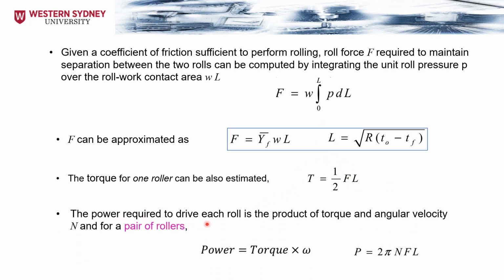The power required to drive each roll is the product of the torque and the angular velocity, and for the pair of rollers, the power is equal to the torque multiplied by omega, where omega is the angular velocity. So simply, the power is equal to 2 multiplied by pi multiplied by the RPM value multiplied by F multiplied by L. And the unit is always joule per second, which is watt.